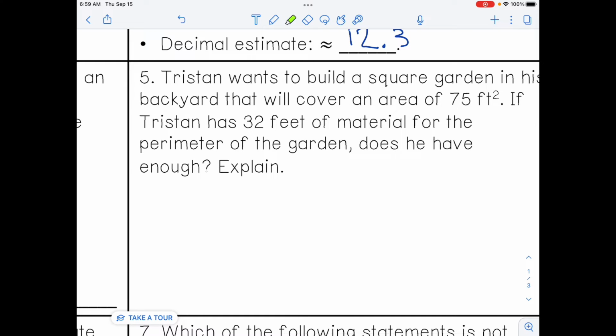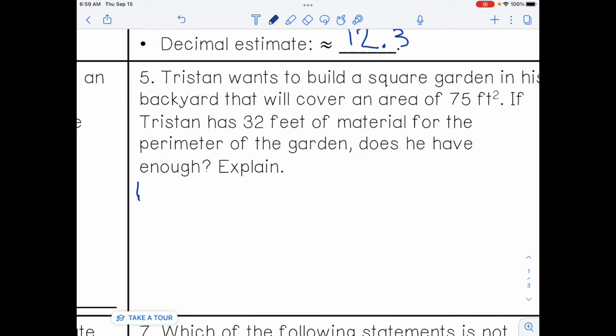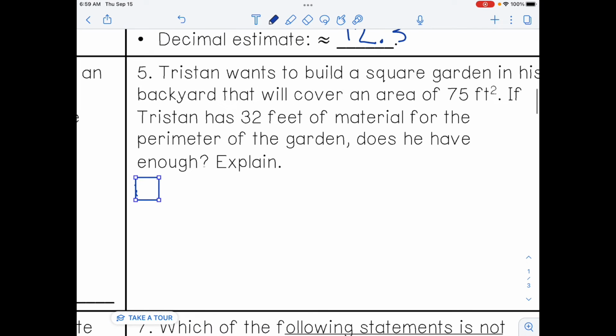For this one, we are looking at Tristan wanting to build a square garden. So again, we'll do a square shape to help us visualize. In his backyard, it will cover an area, which means what's inside the whole area, 75 square feet. I do want to point out that I'm not answering what one side is, but what the perimeter is. So there will be an extra step.